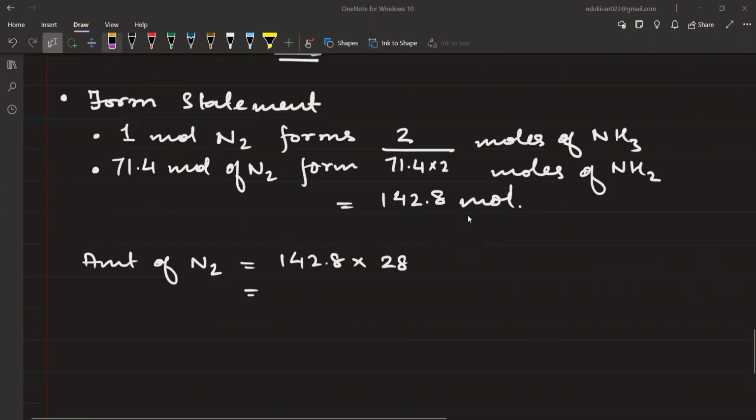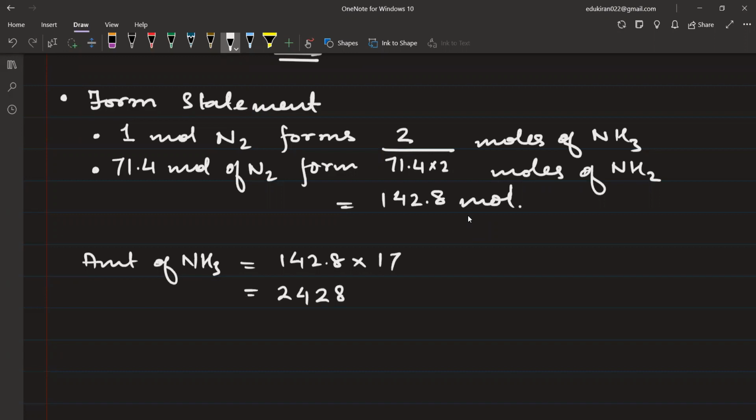Achha, sorry. No, we are making a mistake here, it should have been the amount of NH3, my bad, sorry. This should be multiplied by 70, I think, right? Now it is fine. I think your answer is correct. Okay, then it will be somewhere around 2428. Two four two 7.6 grams of ammonia.